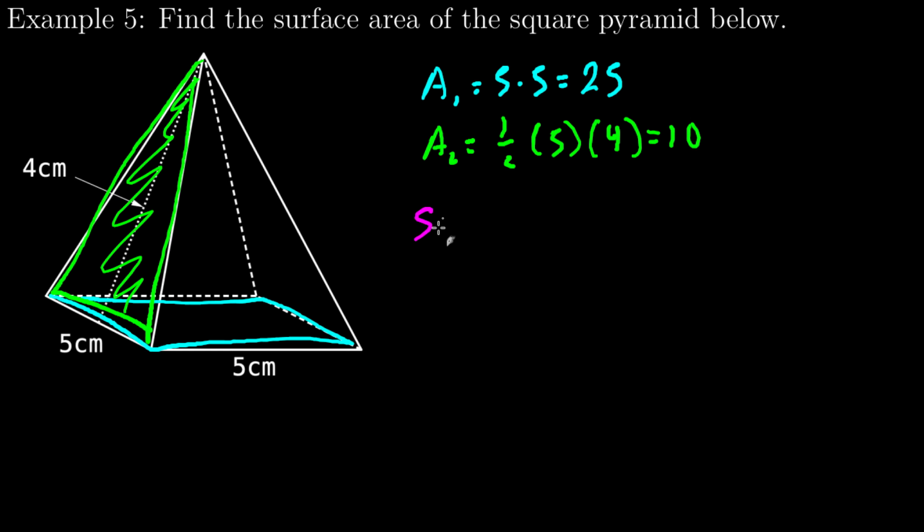And so my surface area will be, it has a single square base, so the 25 shows up a single time, but it has 4 of these triangles, so it'll be 4 times that area, 4 times 10. 4 times 10 is 40. 40 plus 25 is 65. And the units should be square centimeters.